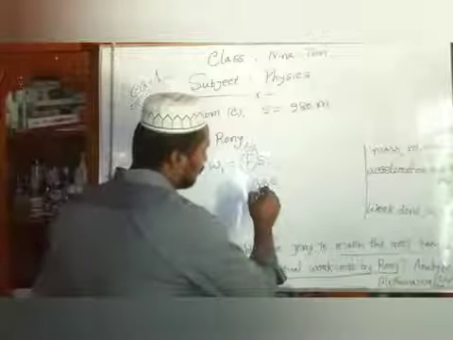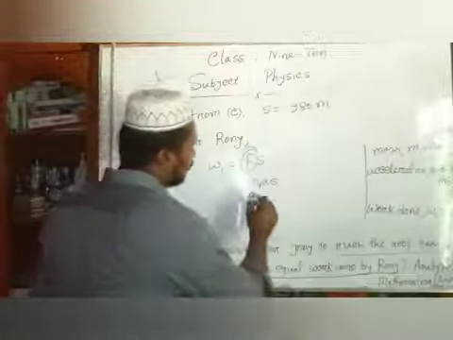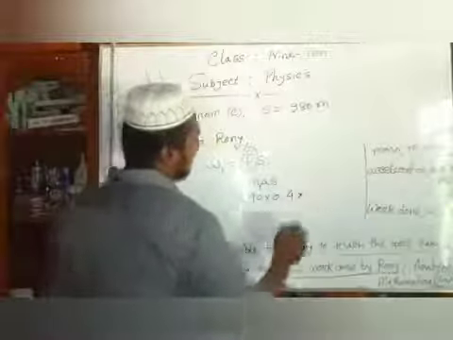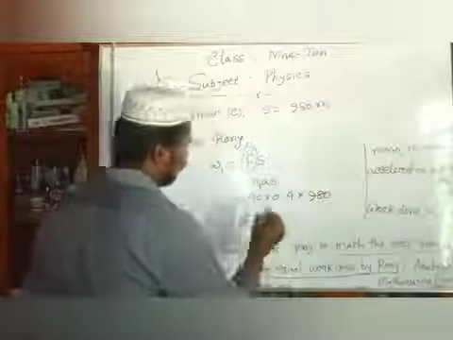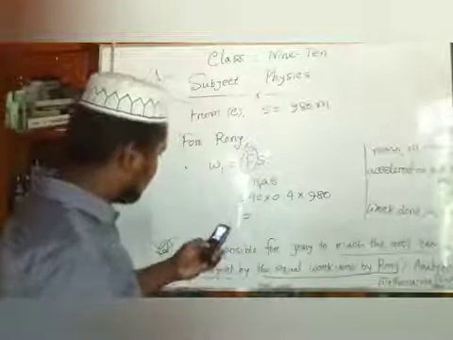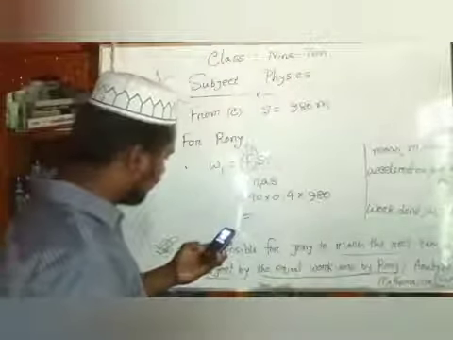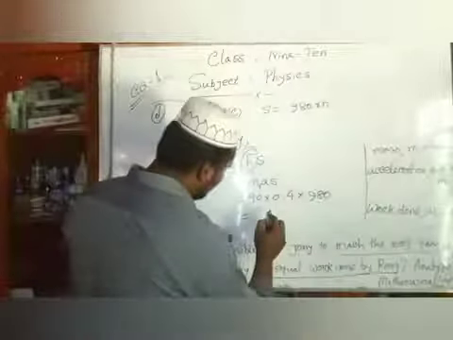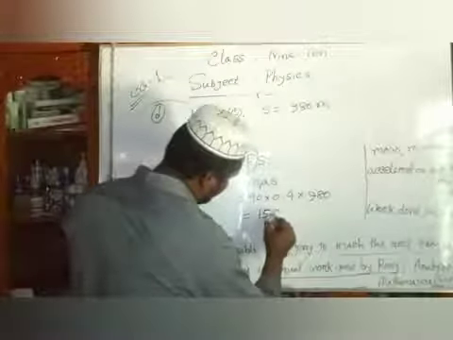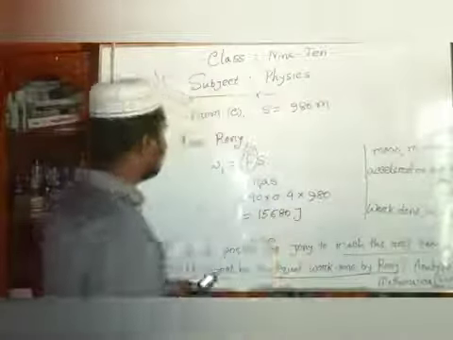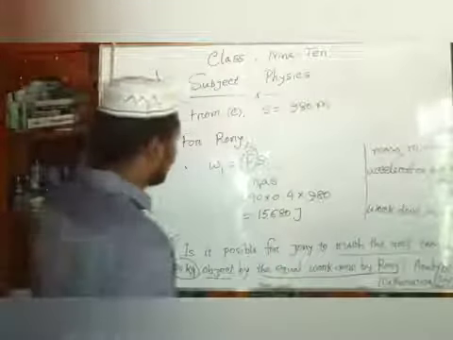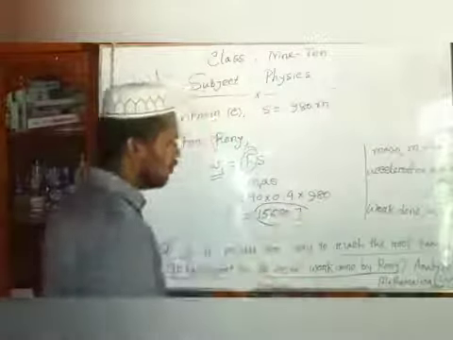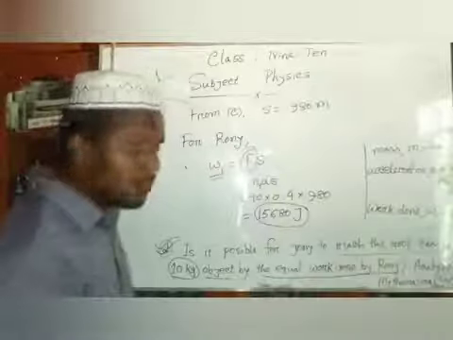Mass, here we use M1. So M1, that means 40, into acceleration, that means 0.4, into S, that means 980. So we get the result 980 into 0.4 into 40, which is 15,680 joule. So we say that Ronnie's work done W1 is 15,680 joule.